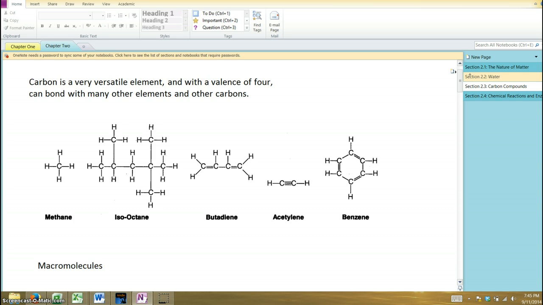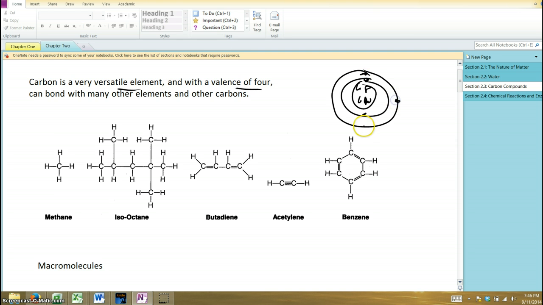Carbon is a very versatile element, having a valence of four. That is, it has four valence electrons, four electrons in its outer orbital, you remember, because it has six protons, six neutrons. Two electrons in that inner orbital, and then one, two, three, four. So it would like to get four more electrons, and it does that by bonding with other atoms. It can bond with itself, with other carbons, I should say, and with many other types of elements.